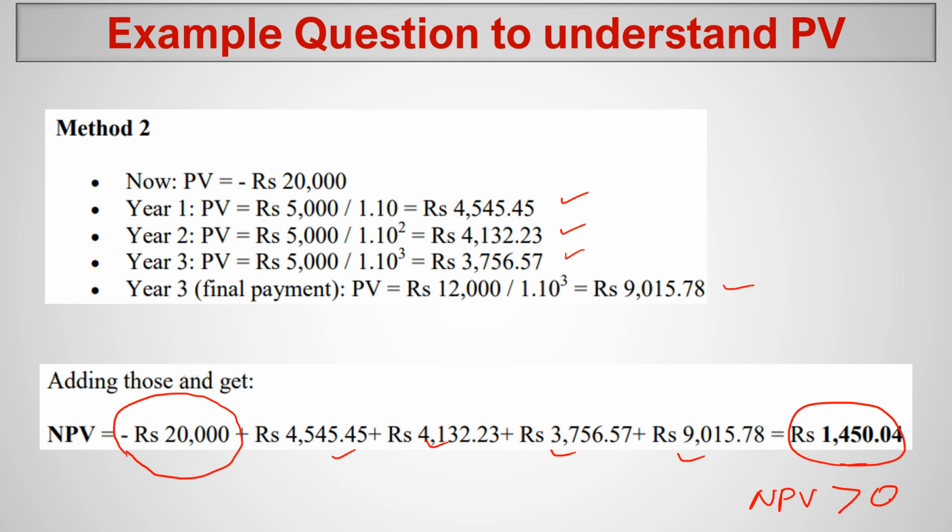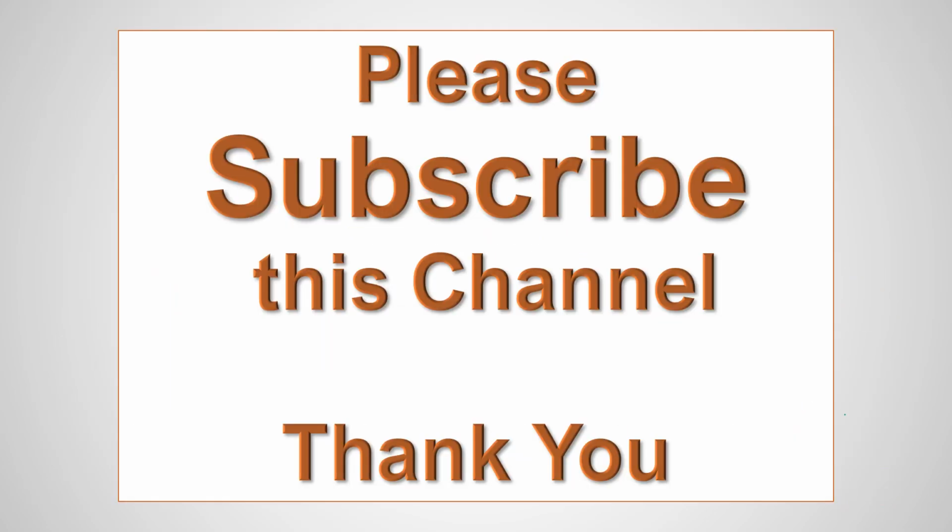Without doing this calculation, we don't know exactly whether we can accept or not. By doing this calculation, we make sure the NPV is greater than 0, and how much greater than 0 it is: 1,450. It's a big number, a very good number, greater than 0. So we can accept this project.